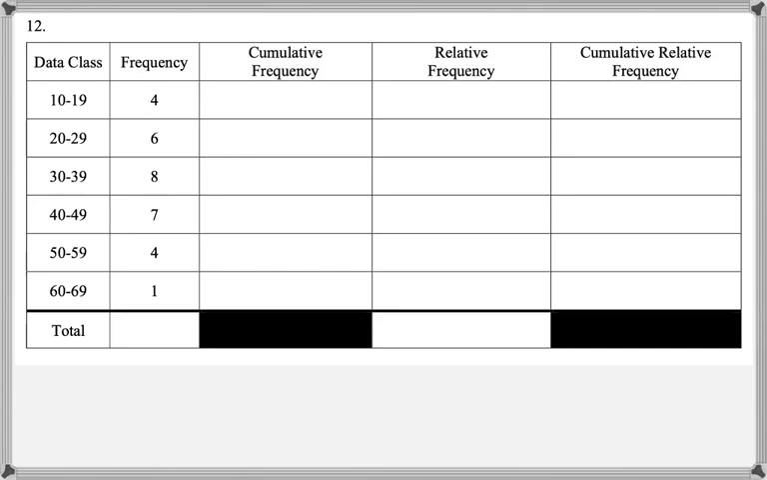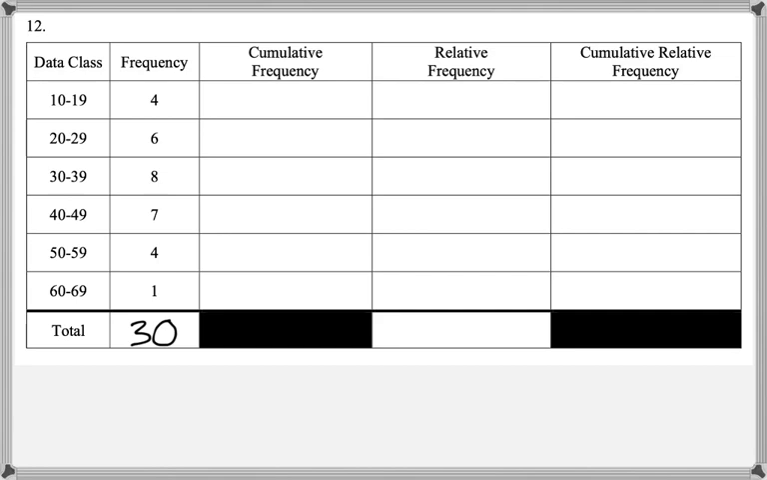Our first step is to add up all of the frequencies so that we can know the sample size, so that we can know how many data values we have in total. So if you add up these frequencies, you get 30. So there are 30 total data items.